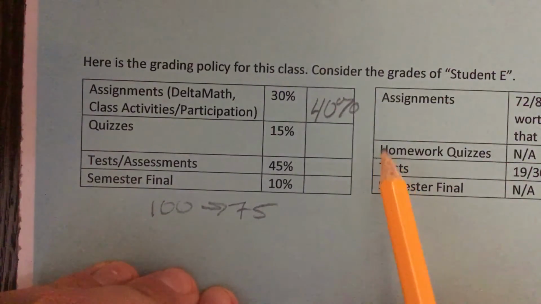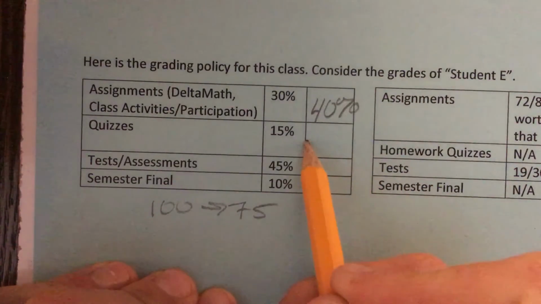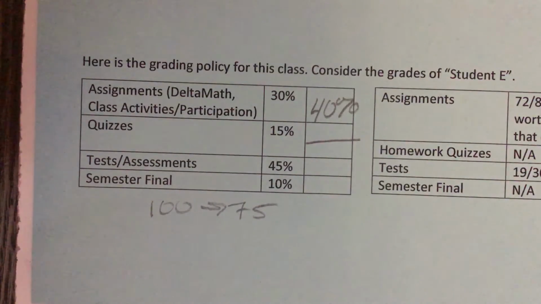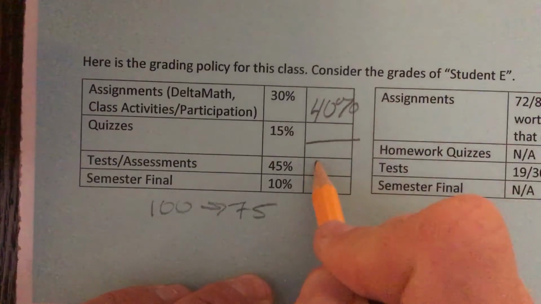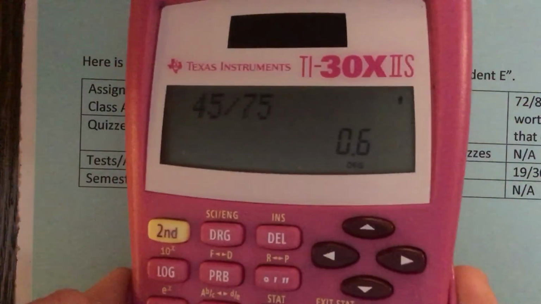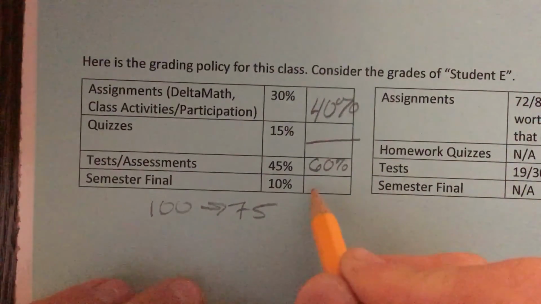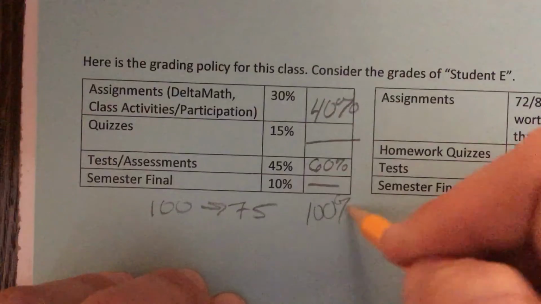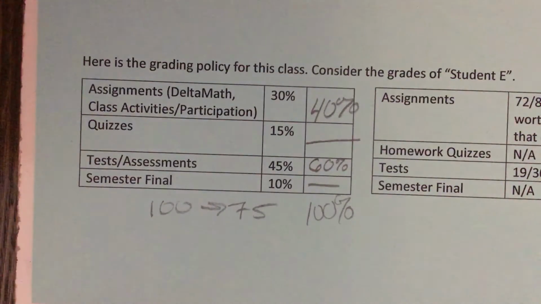Since there are no homework quizzes that have been taken so far, I won't be doing anything there. 45 divided by 75 is going to be 60%. And with no final there, that now adds up to where you can have 100% in the class.